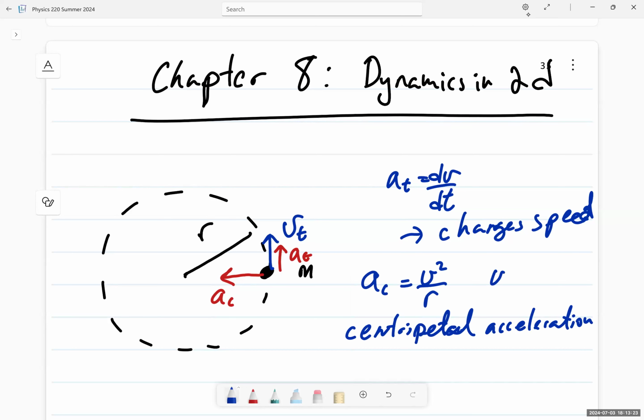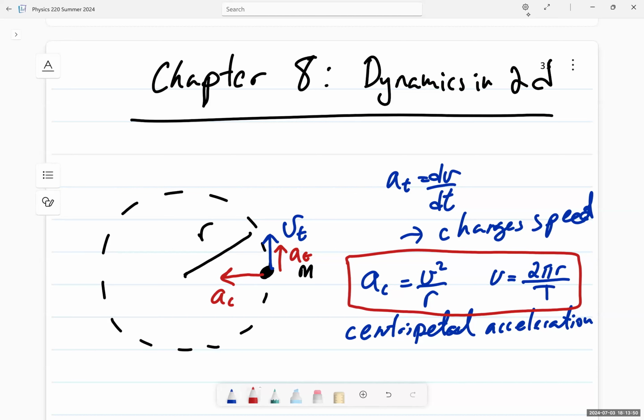Speed can also be calculated as the distance, which, if it covers one full cycle, is the circumference, 2 pi r, divided by the time. And if the time is for one full cycle, then that is the period T. So we can also look at it from this point of view: v equals 2 pi r over the period. Those were the two equations we looked at before for centripetal acceleration.